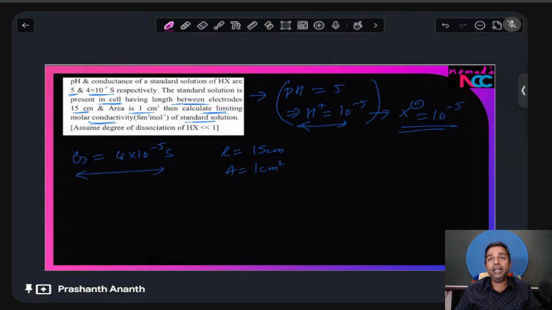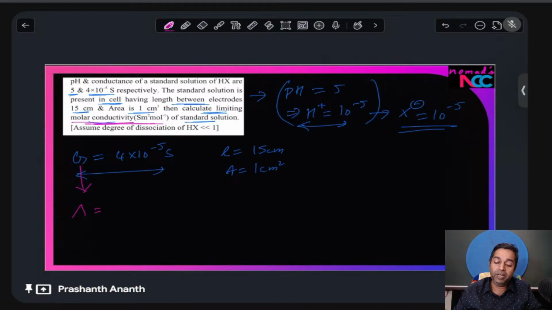So now what is the idea over here? Conductance is going to be given over here, correct? So this is given as 4 into 10 power minus 5. Now molar conductance, what is the best way to understand molar conductance? Molar conductance is nothing but conductance offered. What are they asking? They are asking you to calculate the limiting molar conductivity of the standard solution, which is basically the same as molar conductance at limiting condition. Limiting condition means you are looking at 1 mole of each of those present in that scenario.